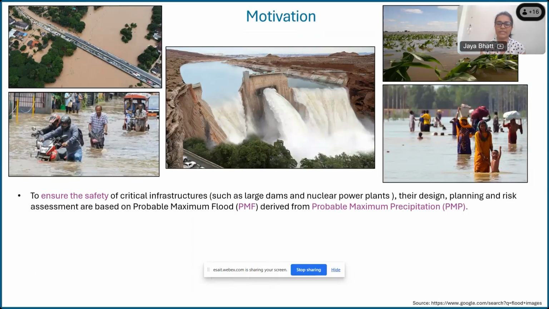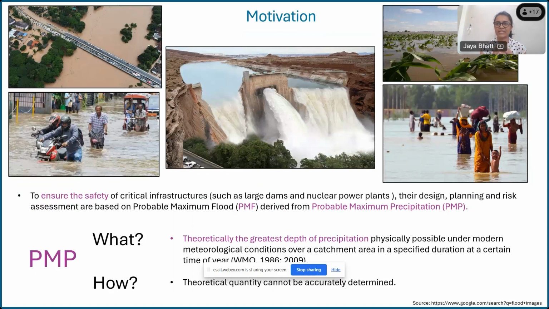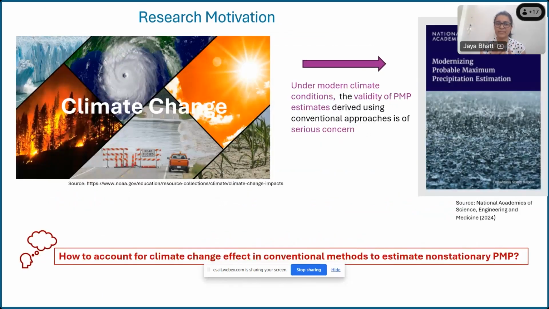Conventionally, these structures are designed corresponding to the flood that is triggered by probable maximum precipitation. So it is the theoretical maximum precipitation that can occur at a place. We are looking at the upper limit of the precipitation. Since no such quantity can be observed, it is challenging to arrive at a PMP value, as it is a theoretical quantity. So we have methods in place to arrive at the estimates, but this challenge becomes much bigger when there are ongoing changing climatic conditions.